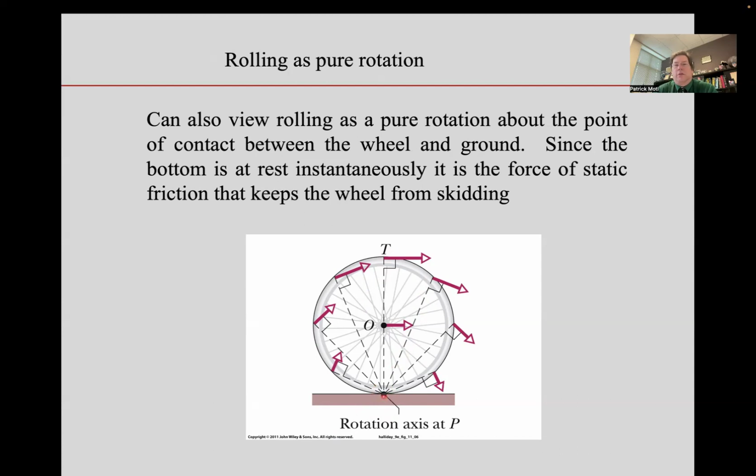So it is a force of static friction that will prevent a wheel from skidding. If your tires spin out, it's because you lacked static friction. All right, let's try some questions.